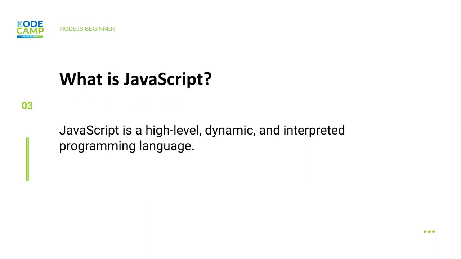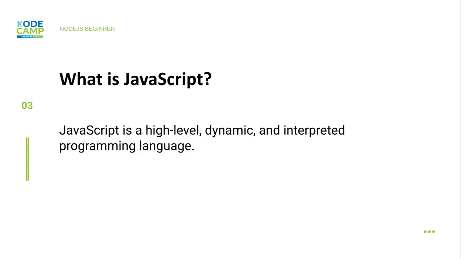What is JavaScript? JavaScript is a high-level, dynamic, and interpreted programming language. We've seen three words there: it's high level, it's dynamic, and it's interpreted. Let me pick high level. When we say a language is a high level language, what do we actually mean? We mean that the syntax used in writing that language is closer to the English language, or closer to the language which humans understand.